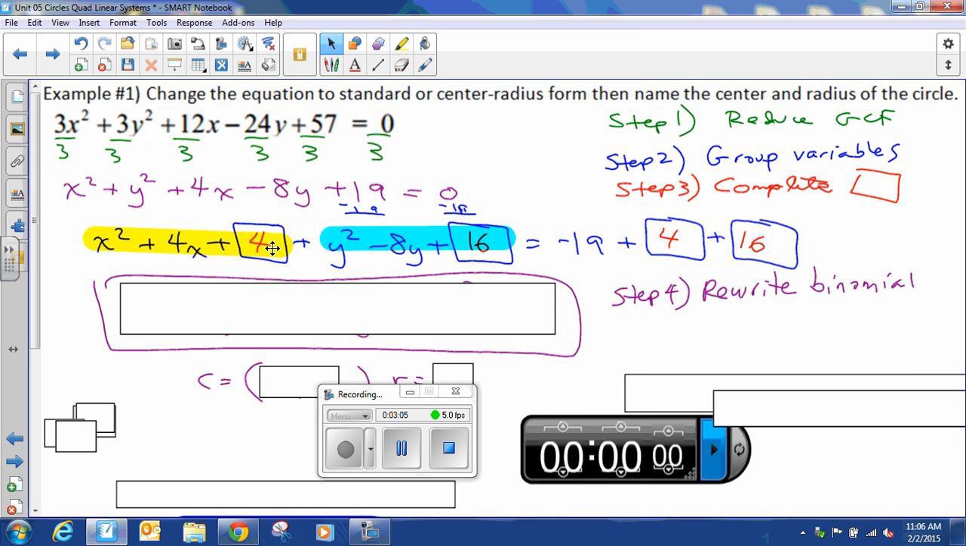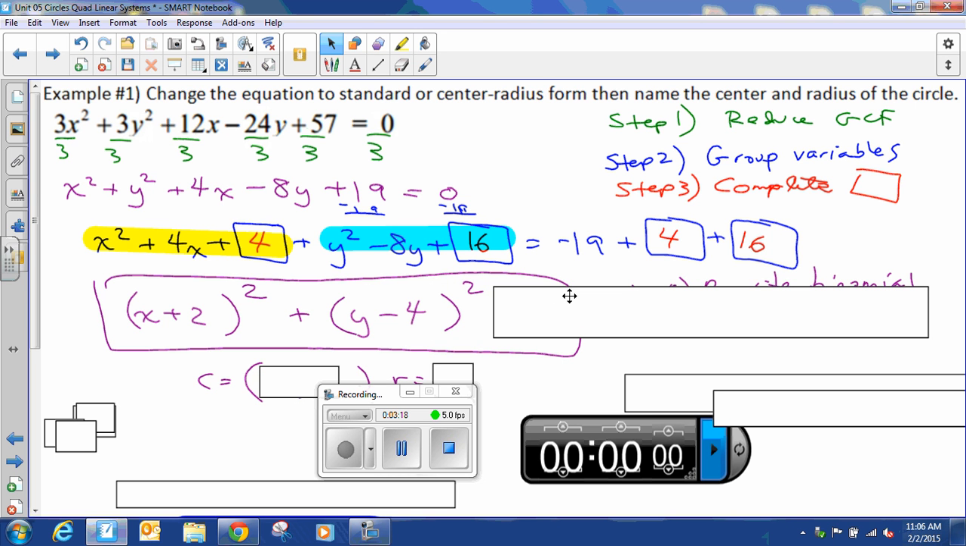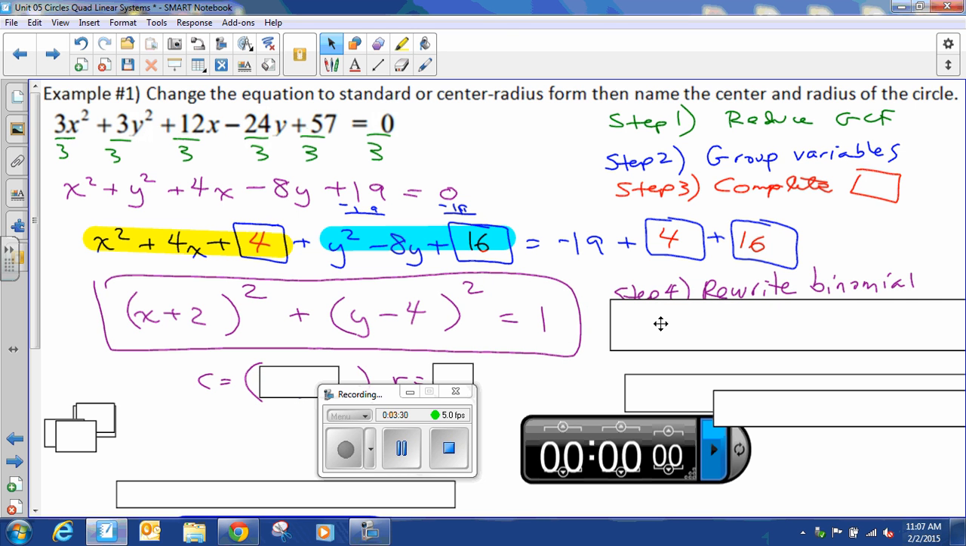So we want to rewrite this perfect square trinomial as a binomial squared. So we know this is going to be x plus 2 squared, and the y's will be y minus 4 squared. Let's clean this over here. We have negative 19 plus 4 plus 16. 4 plus 16 is 20, and 20 minus 19 is 1. So we end up with 1 over here.